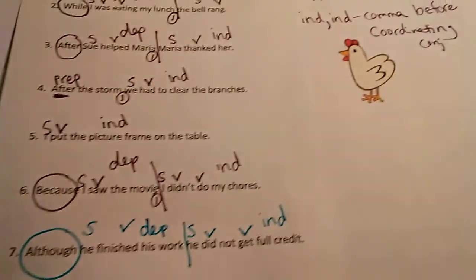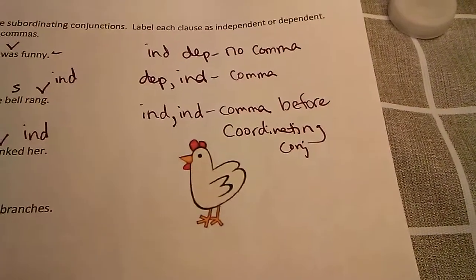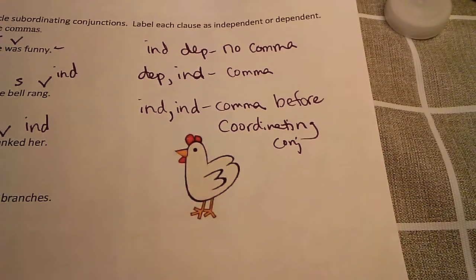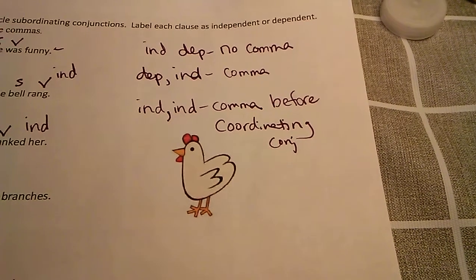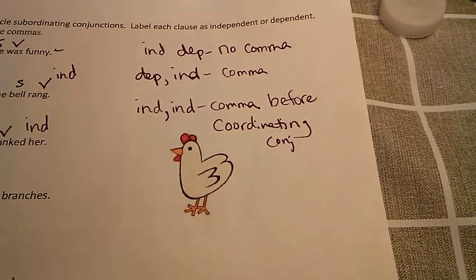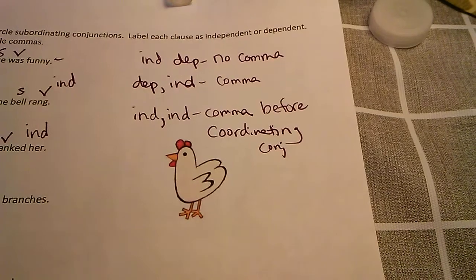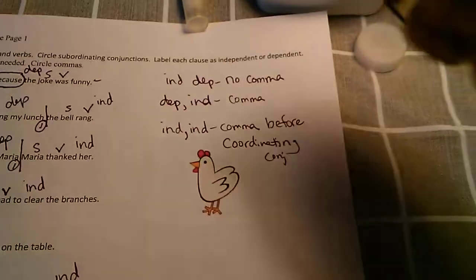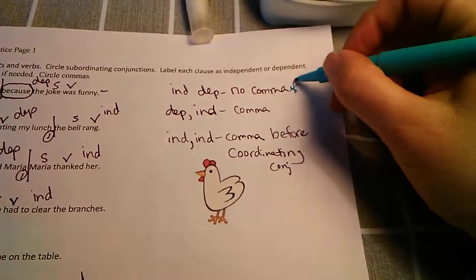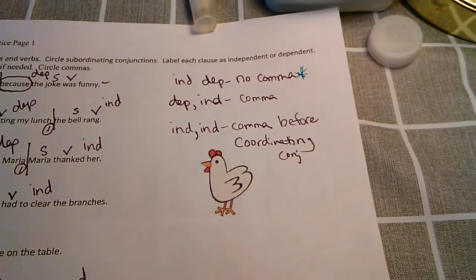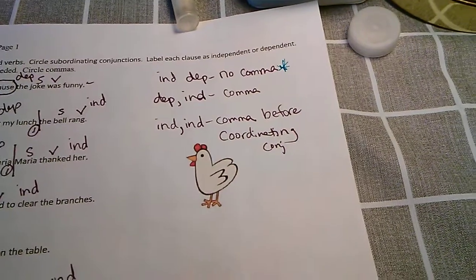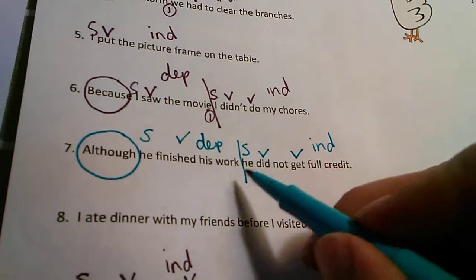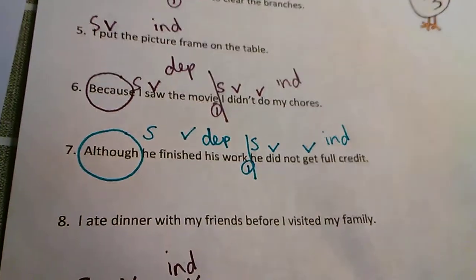And don't forget the times that we add commas with clauses. So independent dependent would be no comma, dependent independent would be a comma, and we will be finally seeing sentences that have two independent clauses when we start talking about coordinating conjunctions, and you put a comma between those. There are some exceptions to this where we do put a comma, but we will not talk about that until later. So according to those rules, number 7 does need a comma after the word work.